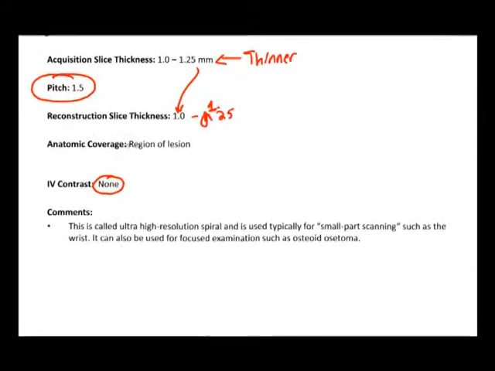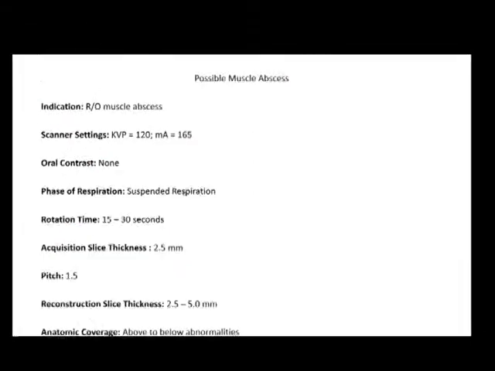And because we're looking at smaller slice thicknesses, such as 1 to 1.25, this is called ultra-high resolution spiral, and it's typically used for small part scanning. Typically, it's used for the wrist, but can be utilized for other portions of the body. But it's typically used for focused examinations, meaning that you're not trying to scan a large area, but you're utilizing it for a very small region, such as looking for a bony lesion in the body. So typically that's why we're utilizing thin slices.